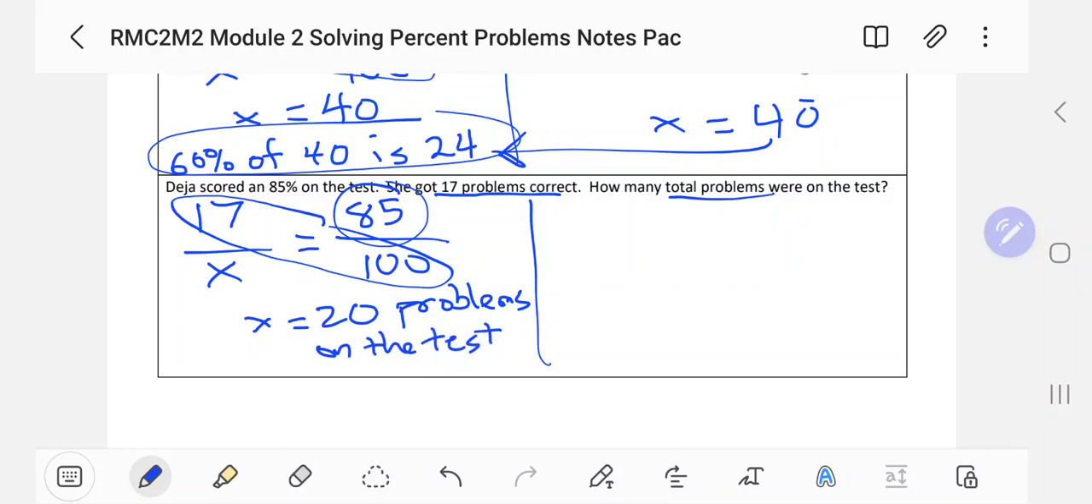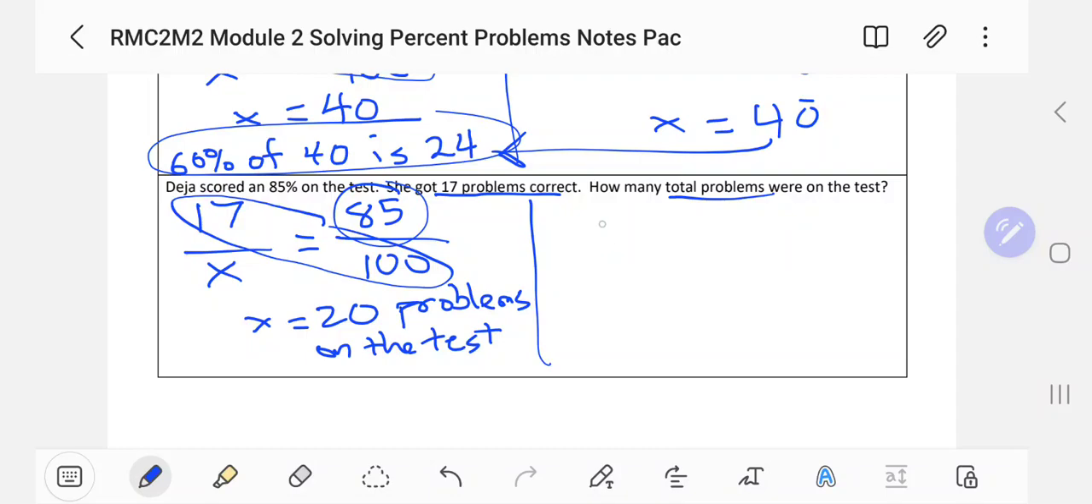20 problems on the test, so 5 points for each one if it's out of 100%. So, 3 wrong, 5 each. That's 15. 100 minus 15 is 85. Sorry if that was quick maths there, just flexing my brain muscles.